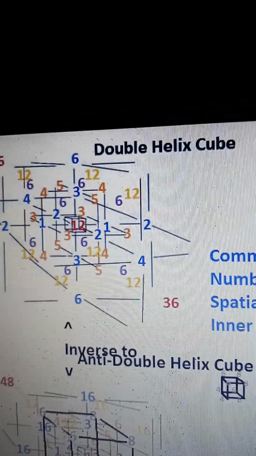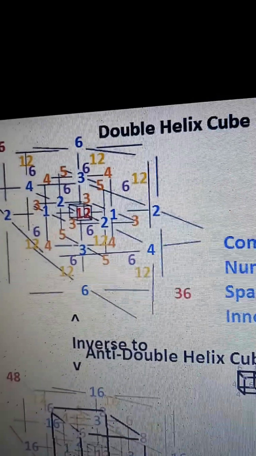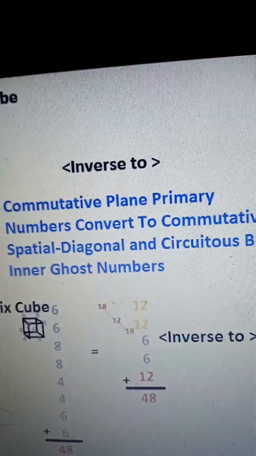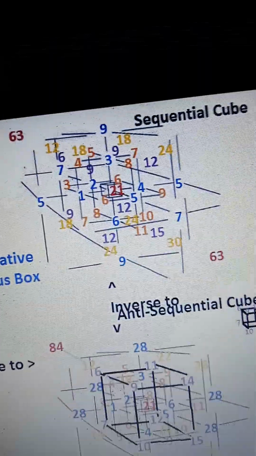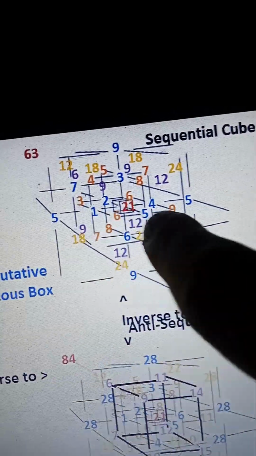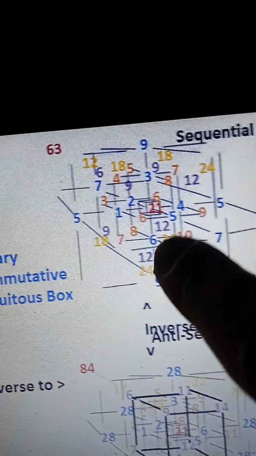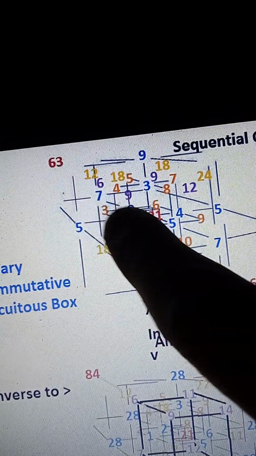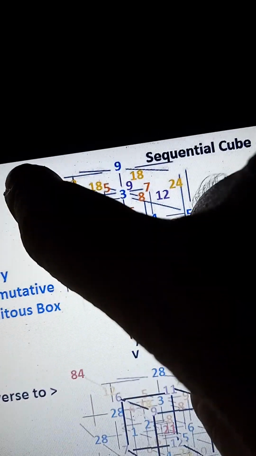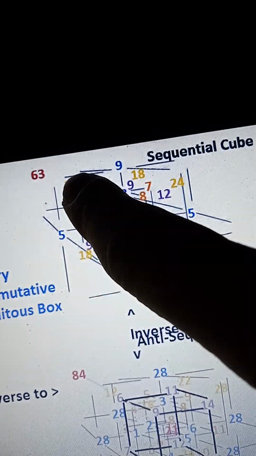And I started off just wanting to study the primary numbers. What I found out is that the commutative property, the commutative plane primary numbers that go from 1 plus 4 is 5 on both sides, converts to a commutative spatial diagonal and circuitous box inner ghost numbers. The spatial diagonals on these only is 63, and it's a commutative property.